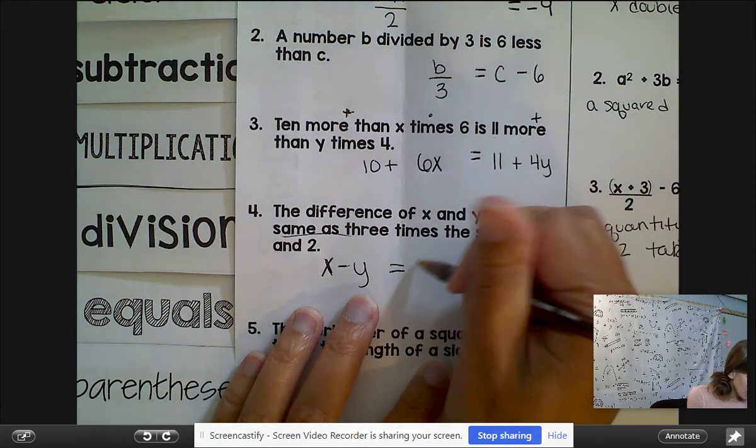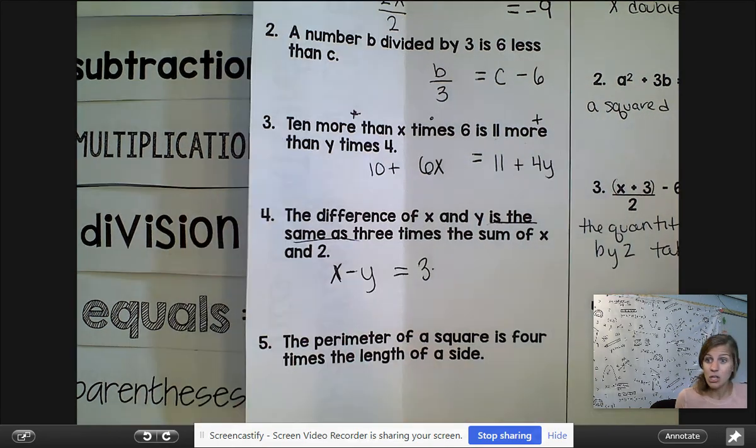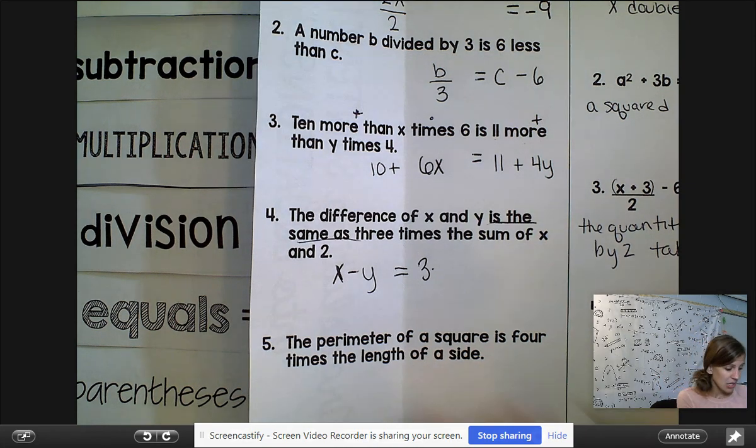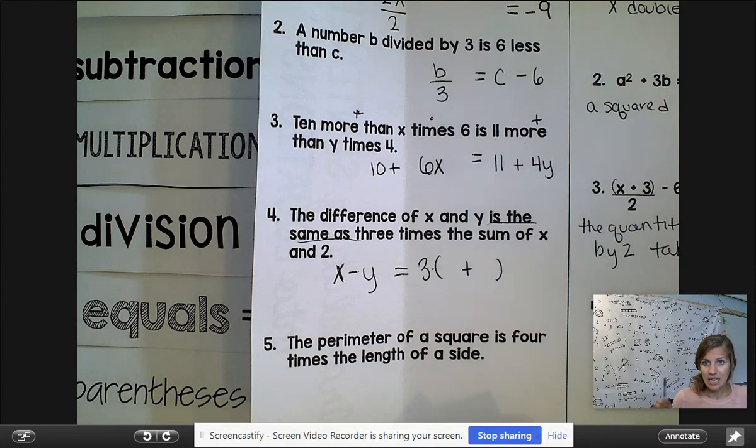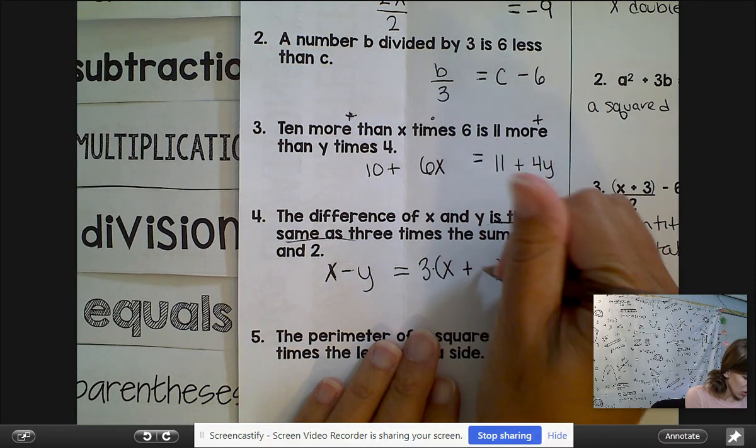3 times the sum of, so I need to take the sum of something. So I need parentheses here. And I'm going to add some stuff up. x and 2. So x, 2.